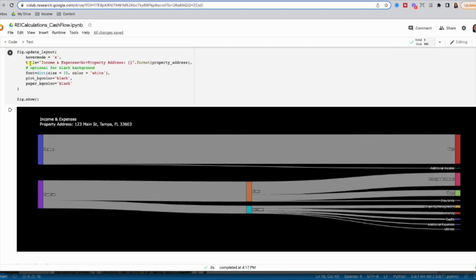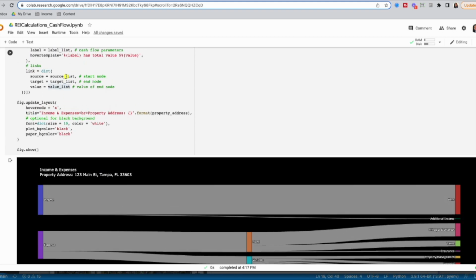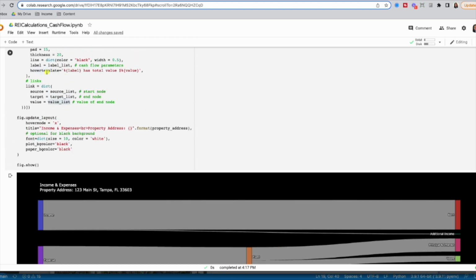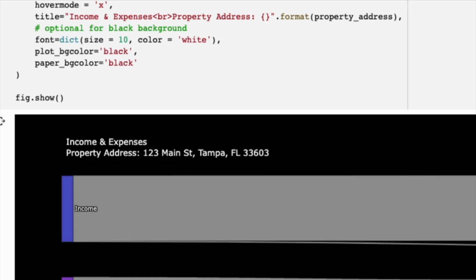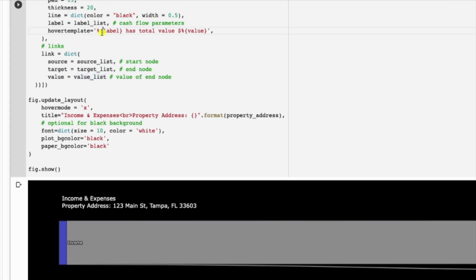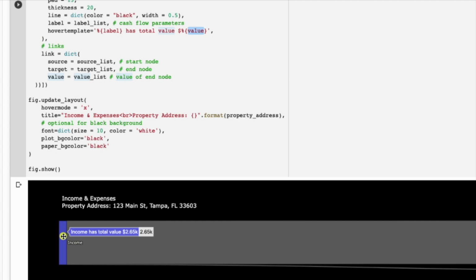Hover is simple, but I did try to make the hover template a little bit different. So if we hover over this purple indigo piece, we can see that it says income has total value of 2.65K. And if we go to the hover template above, we can see that our label was our variable, and then we added some text, has total value, and the value appeared. And that's how we got that hover feature there.